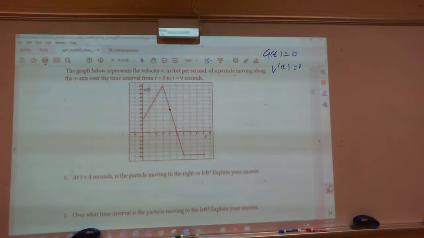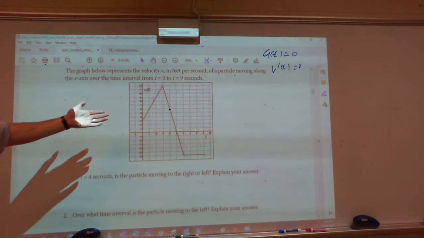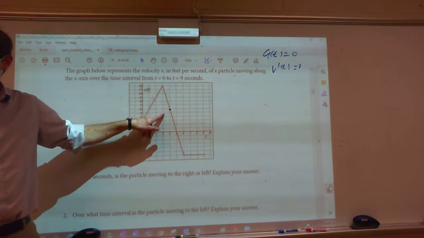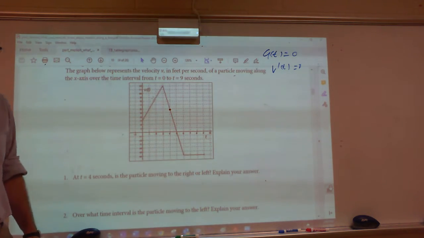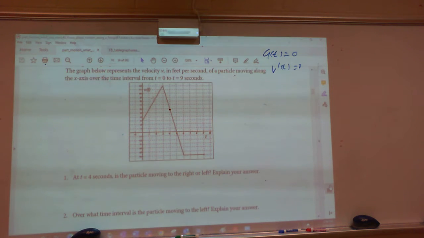Okay, so what are we doing? Which way is the particle moving, right or left? Right. How do I know it's right? Because your velocity is positive. Everybody see that the velocity is positive? This is the graph of the velocity, so I should look at that one. Okay. Everybody okay with that part? All right.